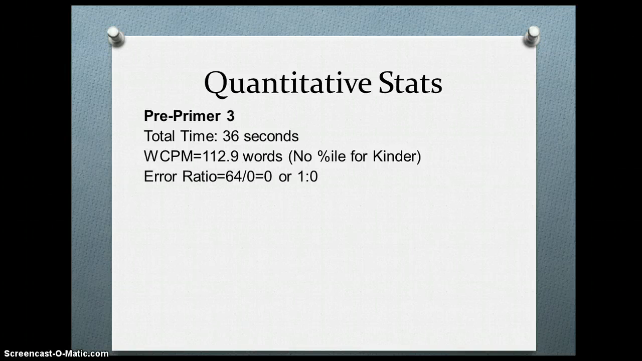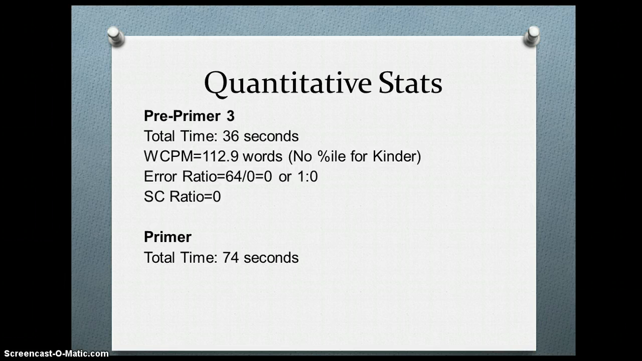Her error ratio was 0, essentially, because she had 0 errors. Self-correction ratio was also 0. Those aren't really valuable pieces of information because she had no errors and no self-corrections. At the primer level, it took her 74 seconds. Her words correct per minute was 94.86 words correct in a minute.